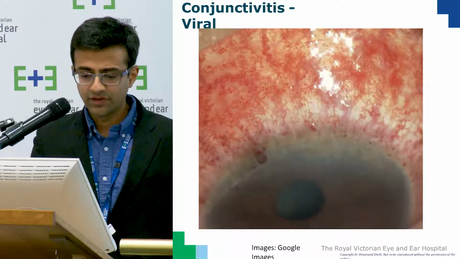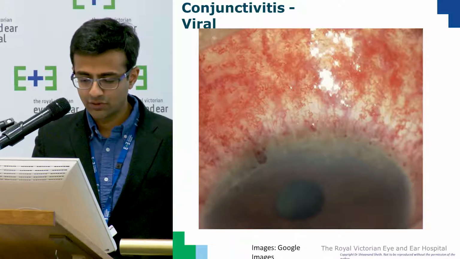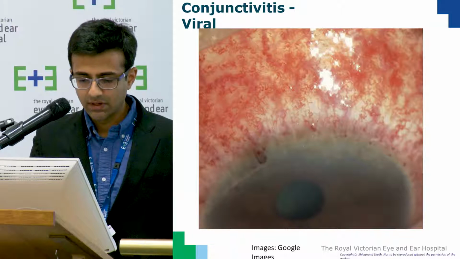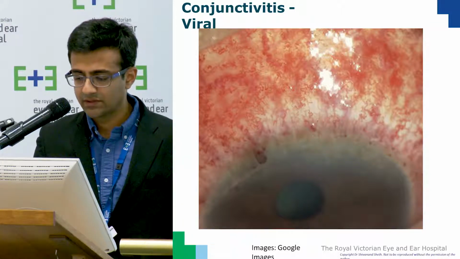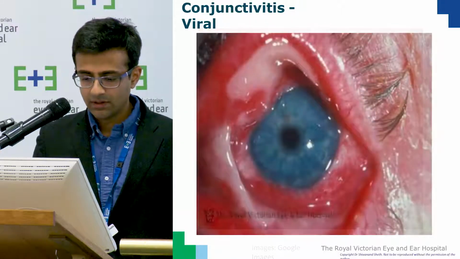The other key feature is petechial hemorrhages. You generally don't get these in bacterial conjunctivitis. So if you see a lot of tortuous vessels, a lot of redness with intervascular hemorrhages, it's probably viral. Viral conjunctivitis typically has these blotched hemorrhages associated with it.